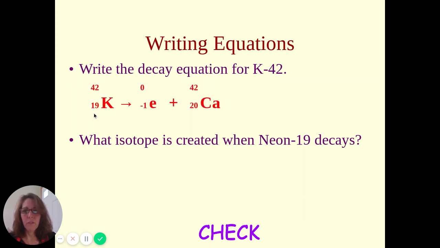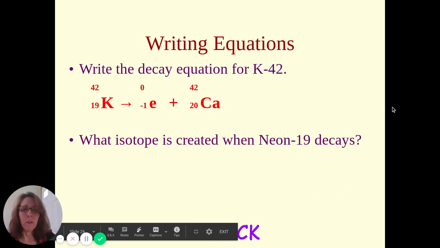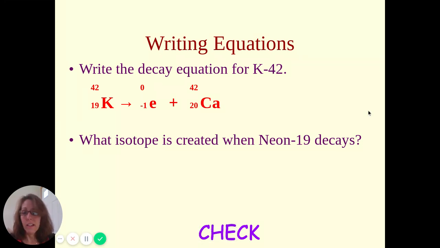So I've got 42 over 19. I looked at table N, found out that it was a beta decayer, which means it has a 0 and a -1. The 42 is the number on top, and the 20 is on the bottom. The next question is, what isotope can you create when neon-19 decays? And again, you're going to need to use table N and table O possibly. Pause the video, take a minute to check it.